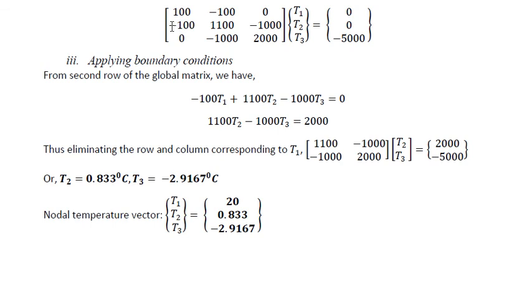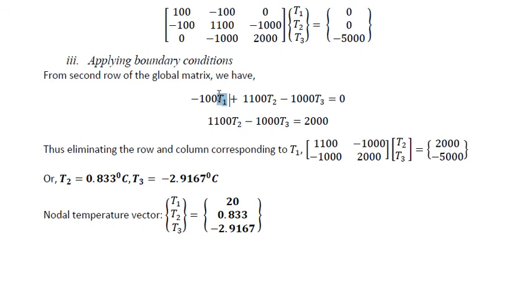Let us consider this second row. I will now multiply the matrix. Second row: minus 100 into T1 plus 1100 into T2 minus 1000 into T3 will be equal to 0. That is what is written here.